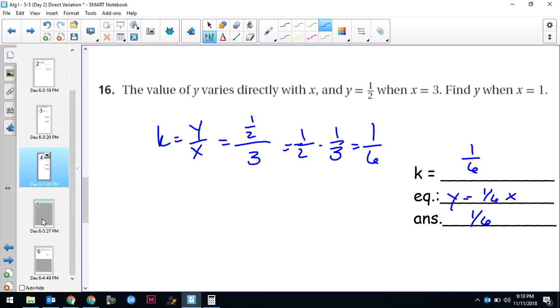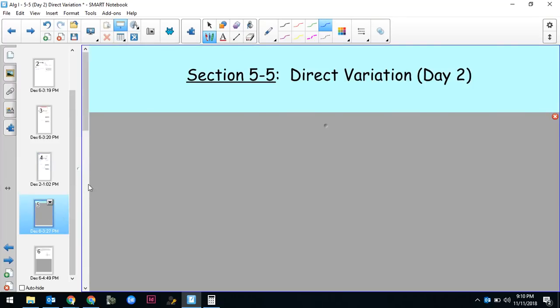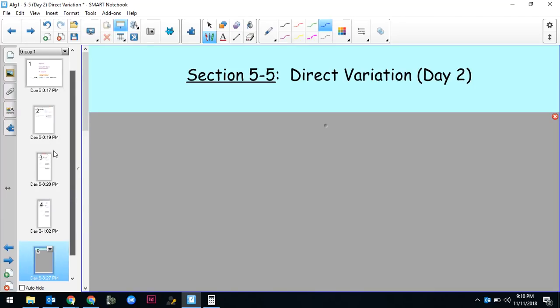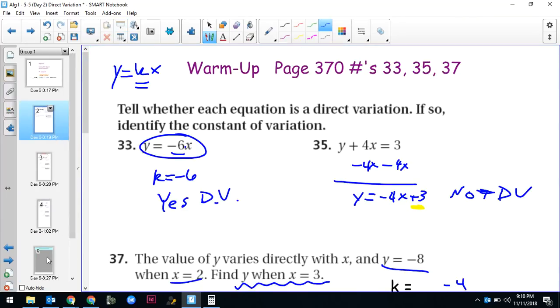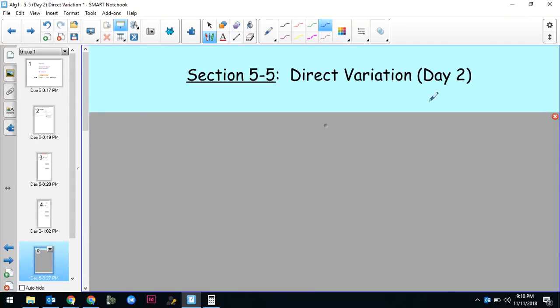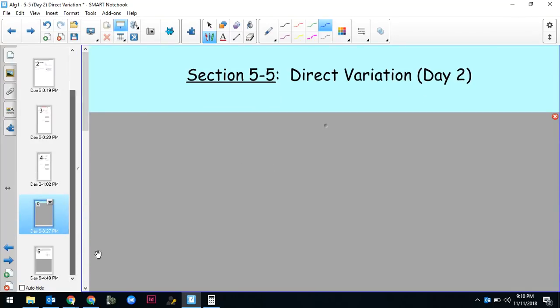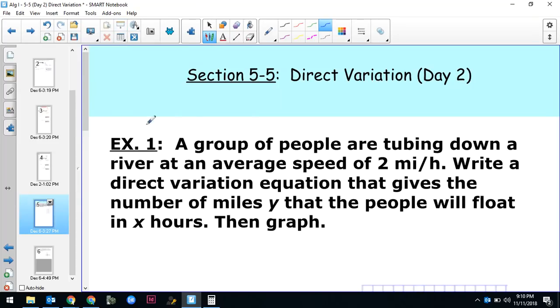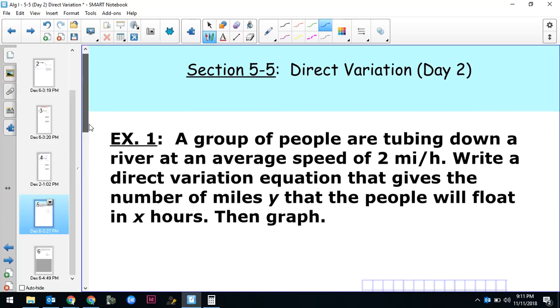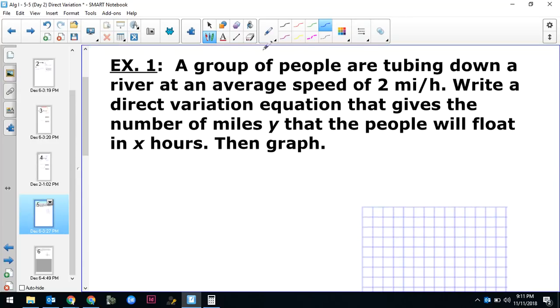All right. So notice that for today's notes, again, I want to see the warm-up and then today's notes. Now, obviously, I've only got 2 slides, so it's only a couple problems, but it's just an extension on direct variation. Okay. So let's see what else I got here. A group of people are tubing down a river at an average speed of 2 miles per hour. Write a direct variation equation that gives the number of miles y that people will float in x hours, then graph.